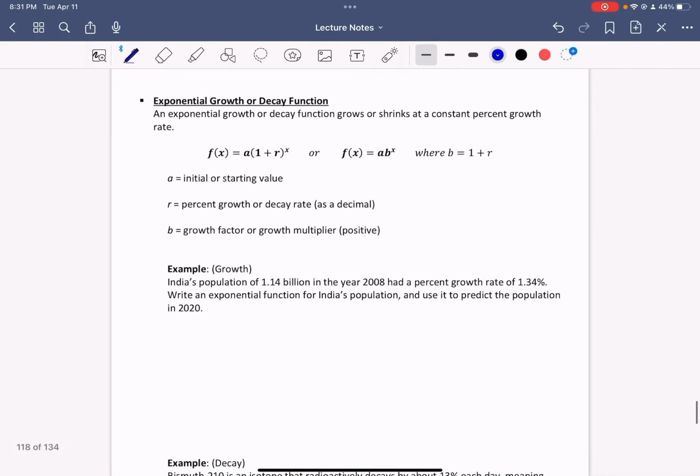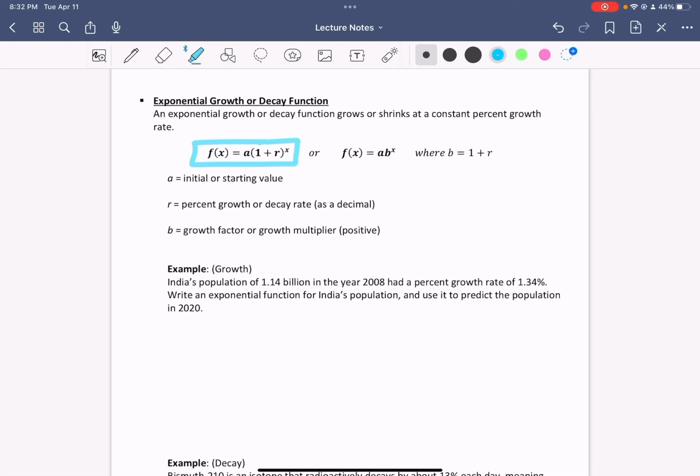This is the idea of an exponential growth or decay function. An exponential growth or decay function grows or shrinks at a constant percent rate. So what are the key points that we're looking at here? Your equations are going to look like f of x equals a times 1 plus r to the x, or they're going to look like f of x equals a times b to the x.